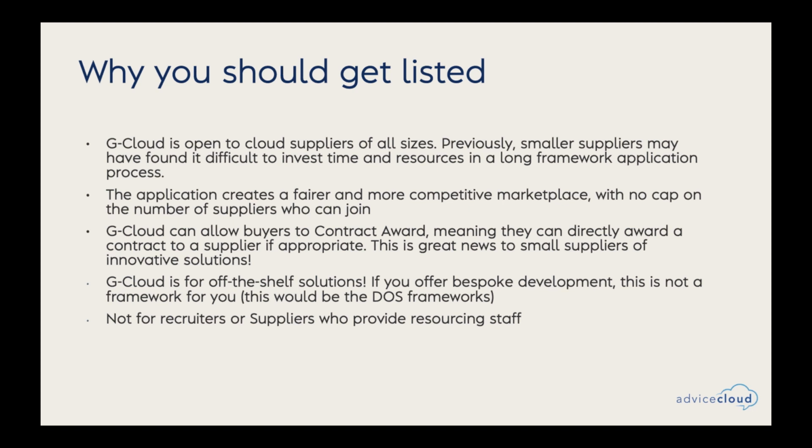I believe CCS are trying to reduce the cap on the number of suppliers that are on here, for the simple fact that there's quite a lot of people who don't actually use it. I think something like about 1,300 organisations have actually sold through G-Cloud over the time it's been on. G-Cloud allows buyers to really quickly and easily award a contract, including the direct award facility, which we'll go into in a little bit more detail.